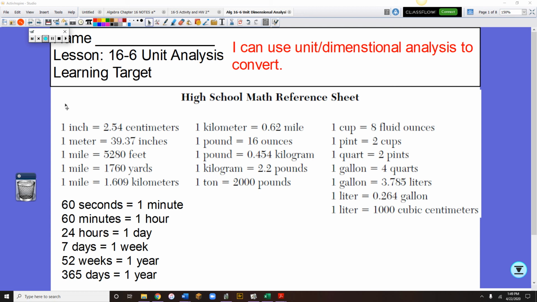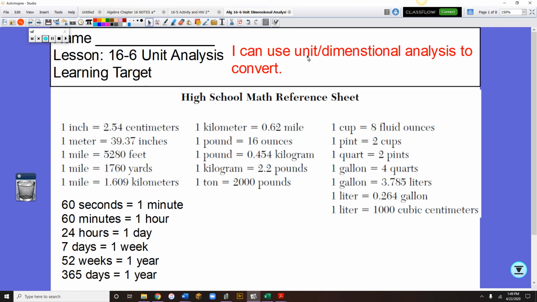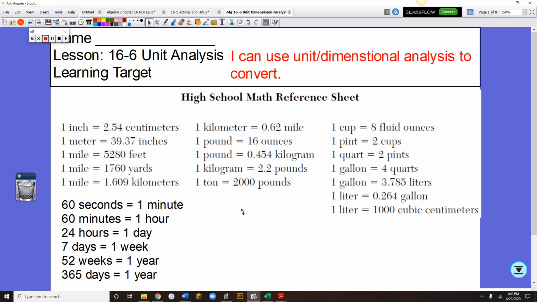Hey guys, this is our lesson for 16.6 unit analysis. What this is used for is to convert units. You can use unit or dimensional analysis to convert. This is something that I learned in high school physics, and sometimes it's useful and sometimes it's easier to just multiply or divide. It's especially useful if you're going to do a big conversion from one very small unit to one very large unit, and that sort of thing.